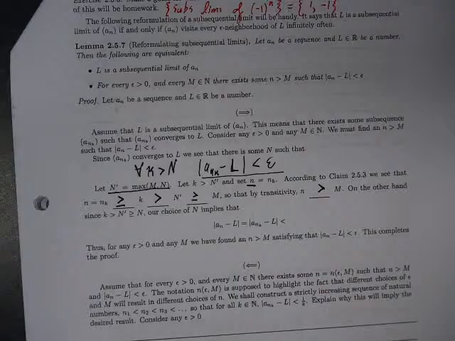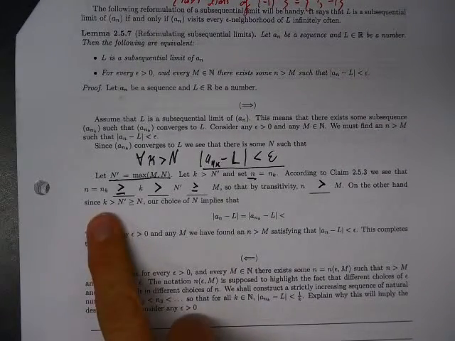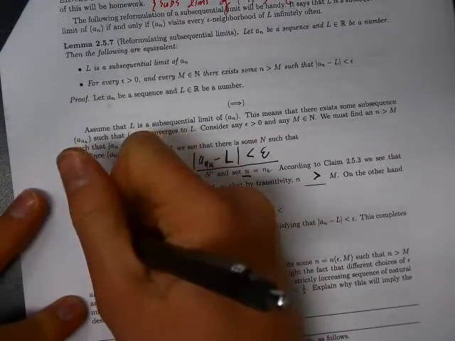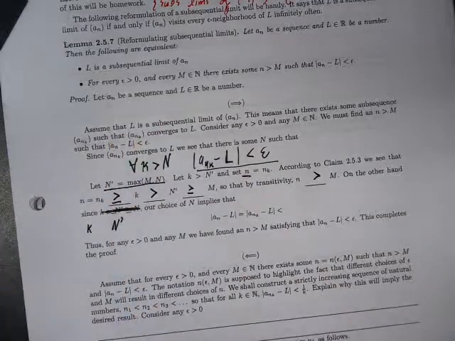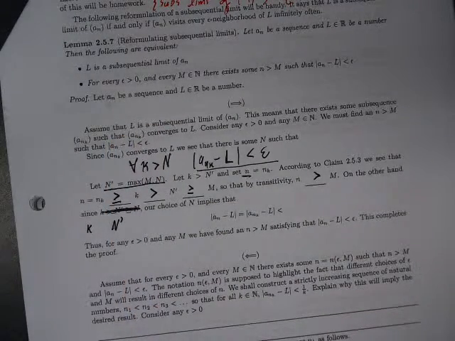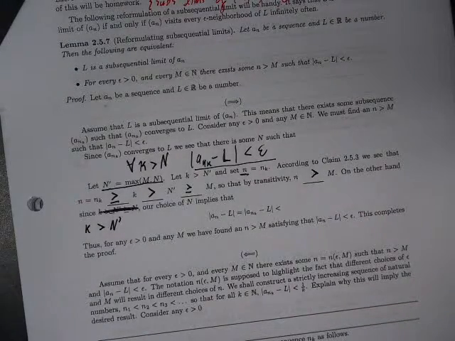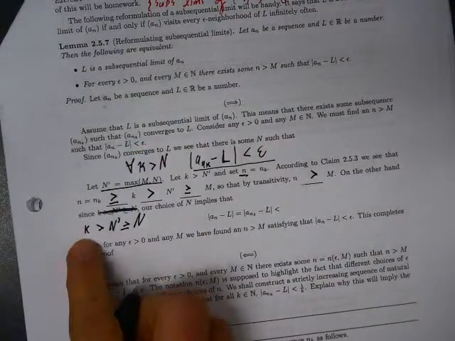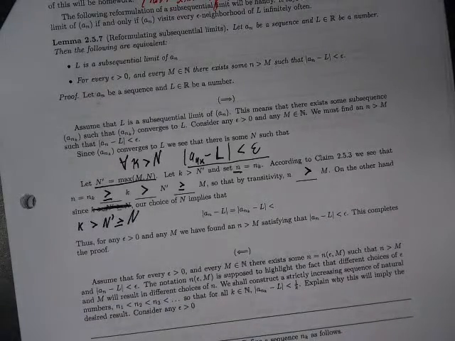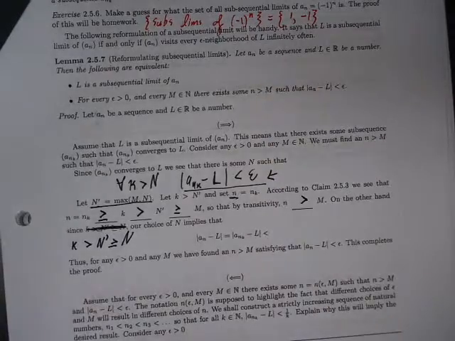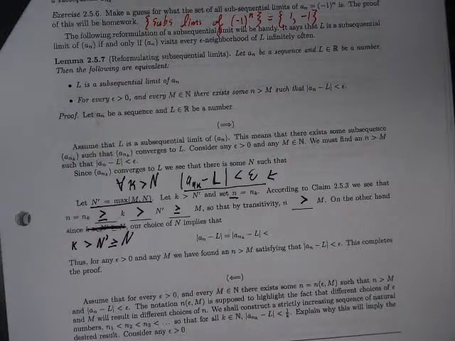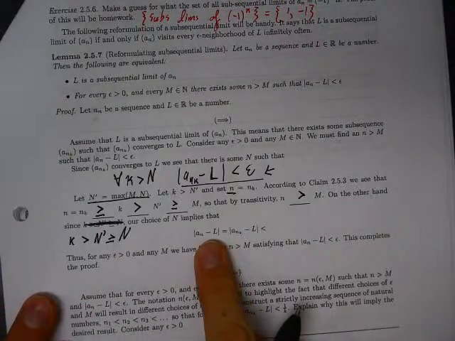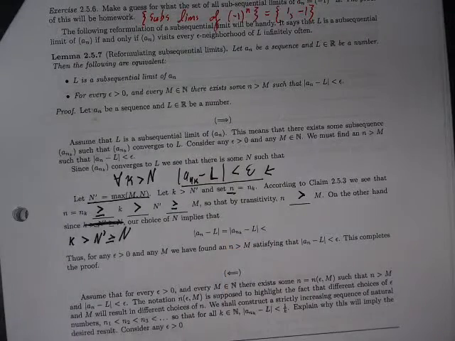Let's try to get this conclusion now. So, on the other hand, how does k compare with big N prime? Strictly greater than. By assumption, how does big N prime compare with big N? Greater than or equal to. So that means little k is strictly bigger than big N. So we can appeal to this line: for every little k that's bigger than big N, a sub n sub k minus L is less than epsilon. So we can conclude a sub n minus L, that's the same as a sub n sub k minus L. What's that less than? Epsilon.